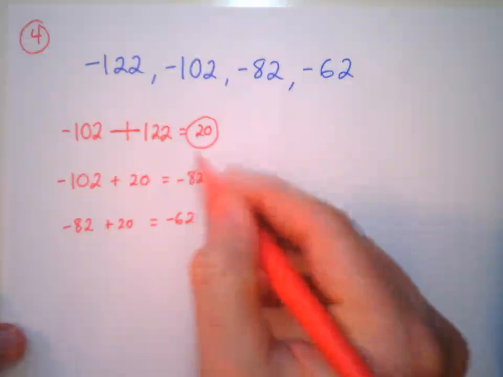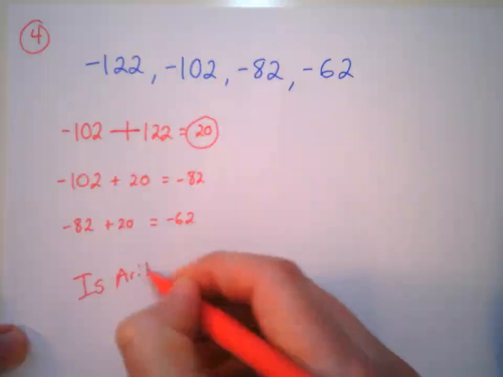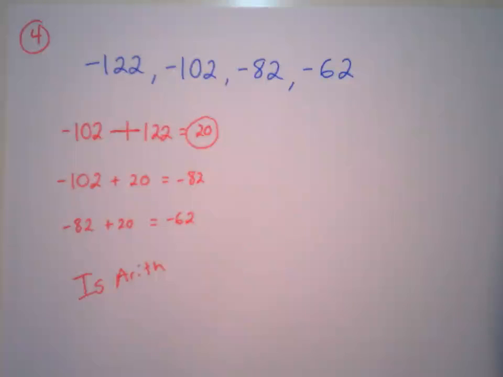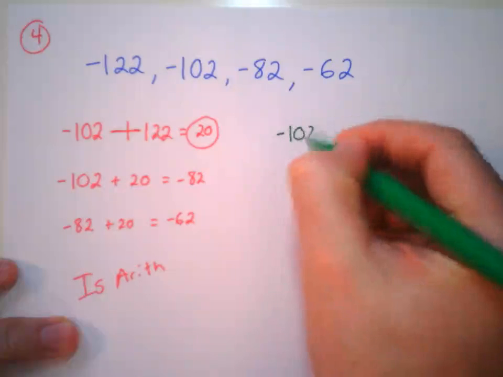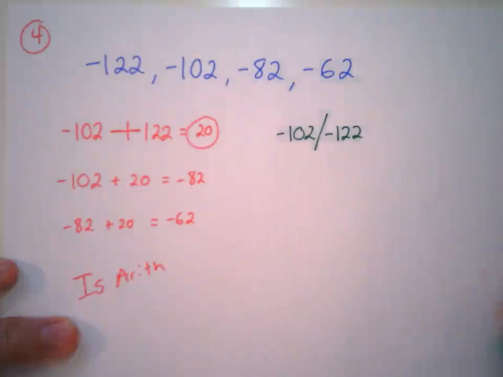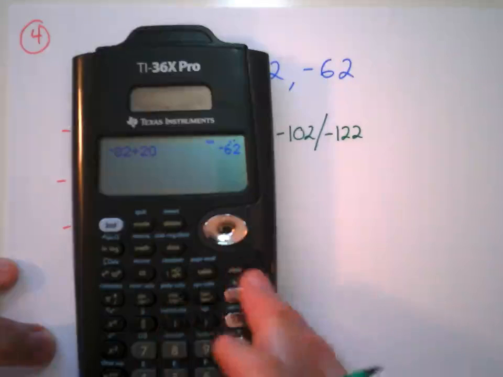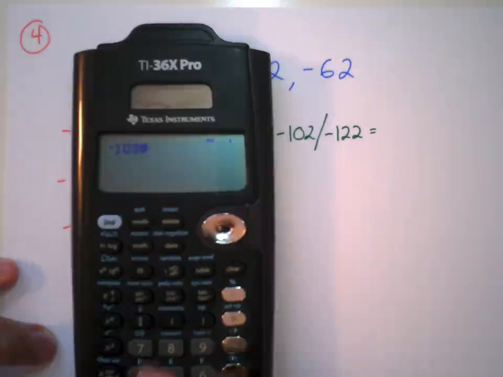So, based on the information we are given, this is arithmetic. It is arithmetic, okay? So that's a good thing. Now, let's check and see if it's geometric. Again, with geometric, we take our second term, negative 102, divided by our first term, which is negative 122. And let's see what we get there, because I can't break that down in my head. I know it's going to be something positive. But negative 102 divided by negative 122.